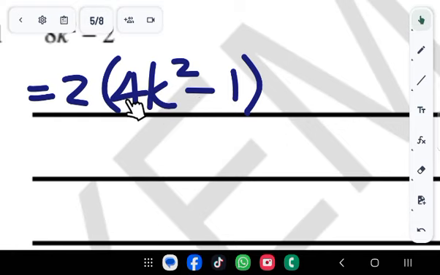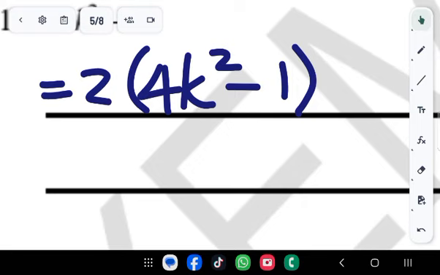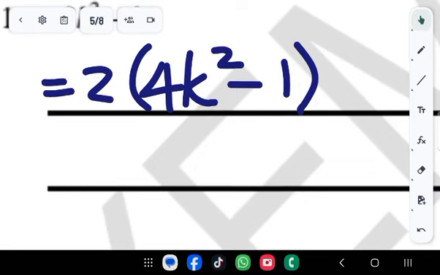Difference of 2 squares. 4k squared is the square of 2k, and 1 is the square of 1, because 2k all squared will give us 4k squared, and 1 squared will give us 1. Difference because you've got a minus in between separating them. So we leave the 2 outside exactly the way it was.